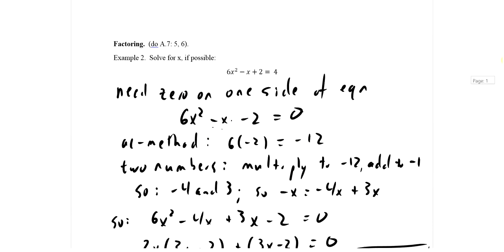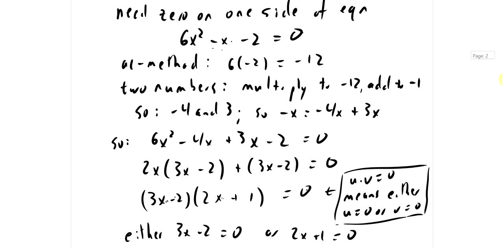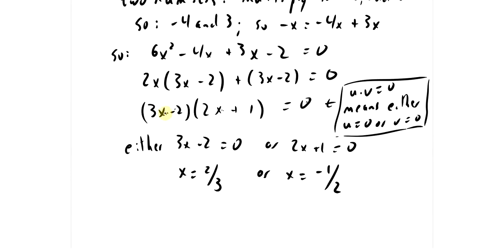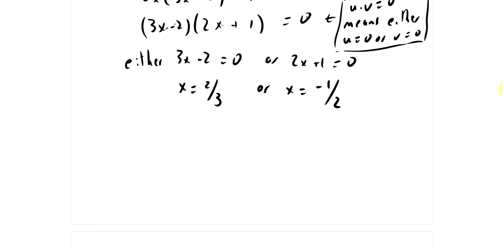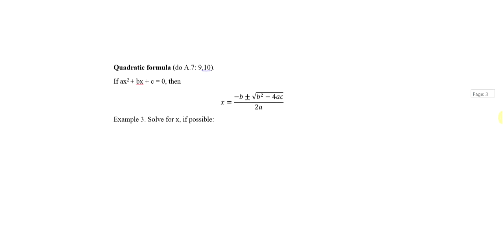Note in both of these problems, we get two answers, right? Minus 3/2 plus or minus root 7. So there's two answers, one for the plus and one for the minus. And here we got two answers, one for the first factor and one for the second factor. So that's two ways to solve quadratic equations, the square root method or factoring. They don't always work. Here's something that always does work.